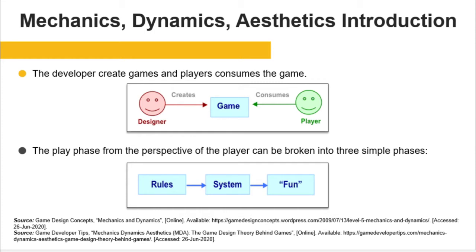For the MDA introduction, the developer creates games and players consume the game as shown in the given figure. One of the main concepts to understand is that the developer creates games and players consume the game. This leads to a specular approach, which is the game development approach. The play phase from the perspective of the player can be broken into three simple phases. The player understands the rules, interacts with the system, and starts to have fun as shown in the given figure.